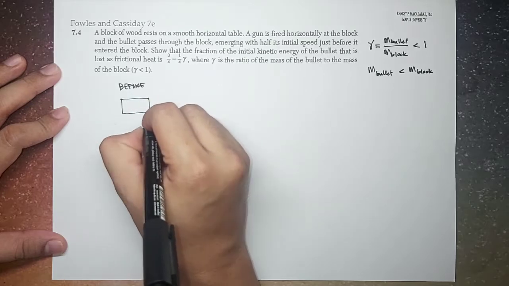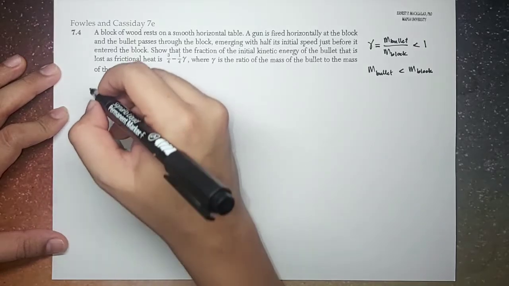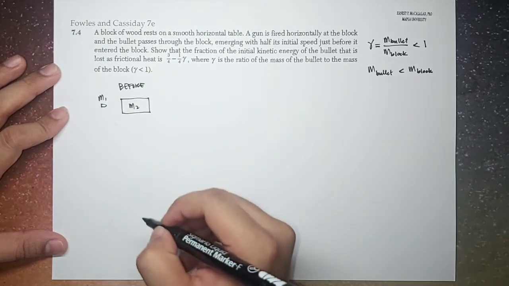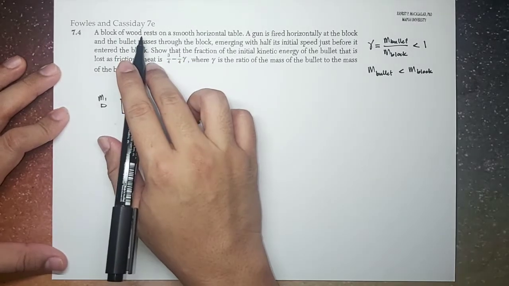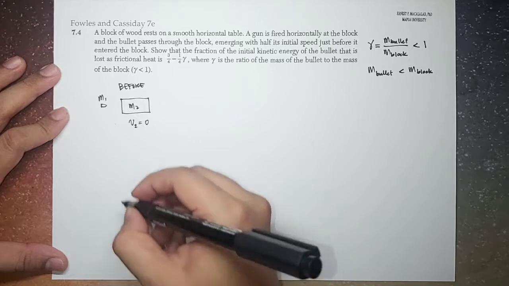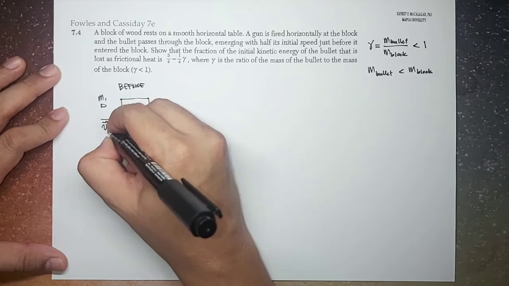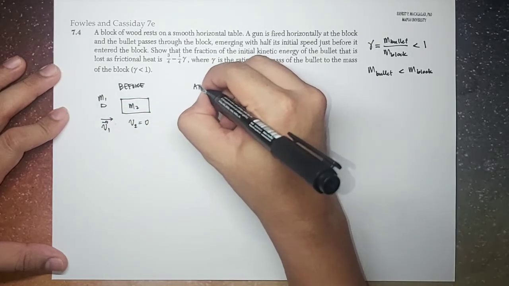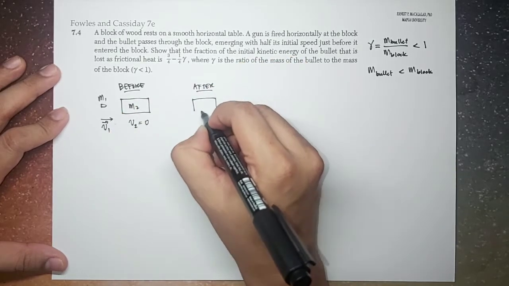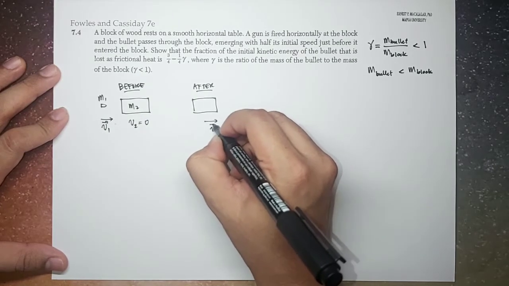this block is being approached by your bullet. So let's say the mass of the bullet is m1 and the mass of the block is m2. The block is resting, so the initial velocity of the block is 0, while the velocity of the bullet is not equal to 0. Let's call that v1. And then after collision, the block will start to move. Let's call that u2.